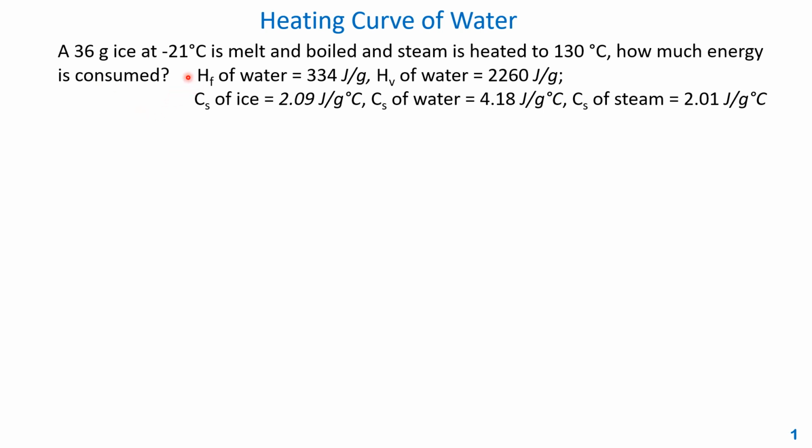Okay, so for the heat of those physical state changes, this is called heat of fusion. That means when the ice melts to water, the amount of energy needed per gram. And this is called heat of vaporization, the energy consumed when the water boils, from liquid to gas. And this C_s is a specific heat capacity. We have three physical states, so we have three C_s: C_s of ice, C_s of water, C_s of steam.